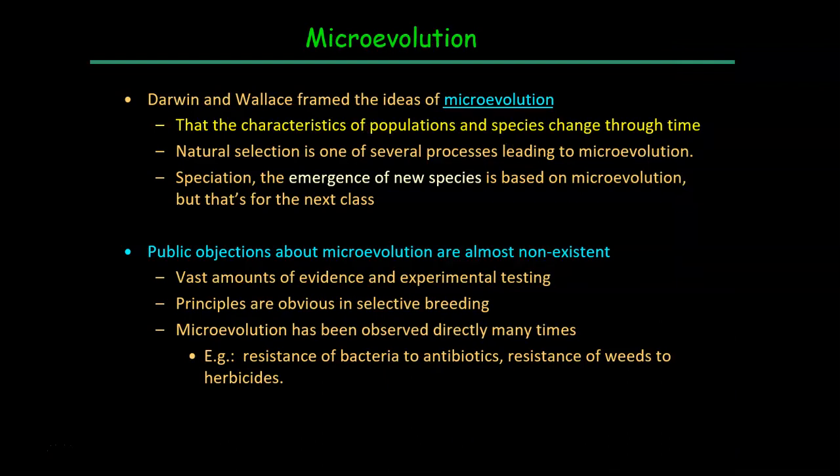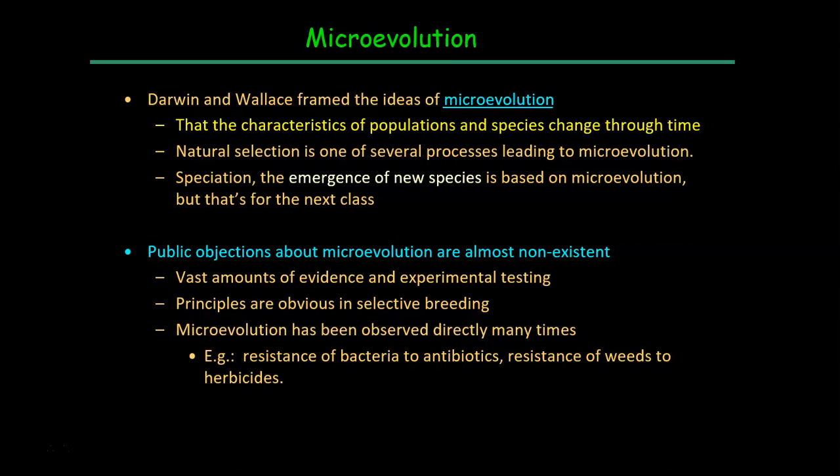Okay, so Darwin and Wallace, this is a little bit of a recap here. Darwin and Wallace framed this idea about microevolution, that population characteristics change through time. Natural selection is the idea that they came up with for explaining what causes those changes. And we just went through the logic of natural selection. And like I said earlier, heaps and heaps of research since that time have found over and over again that this is what works to change populations over time.